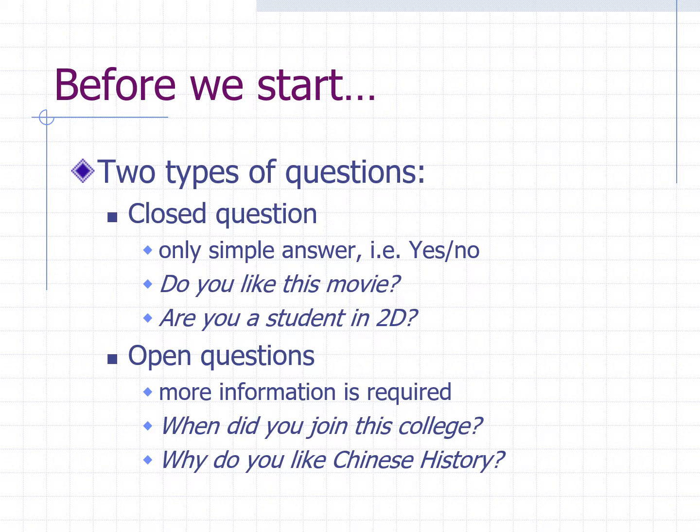For example, when did you join this college? Naturally, you have to tell people in which year or on which date you joined this college. And then, why do you like Chinese history? You have to give a reason to explain why you like Chinese history, this subject. Okay, so with this type of question, in which a detailed answer is required, we call them open questions.